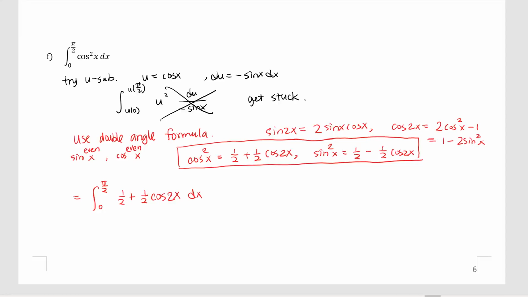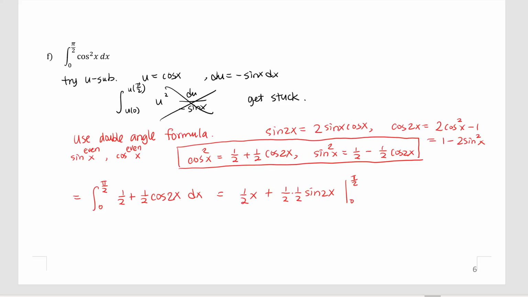Okay. Yeah, Calculus 2. All right, so the integral of 1/2 is 1/2 x. So the integral of 1/2 cosine 2x: well, think about sine. The derivative of sine is cosine. So it's sine 2x, but we have an extra 1/2 there in front. Evaluate from 0 to pi over 2.